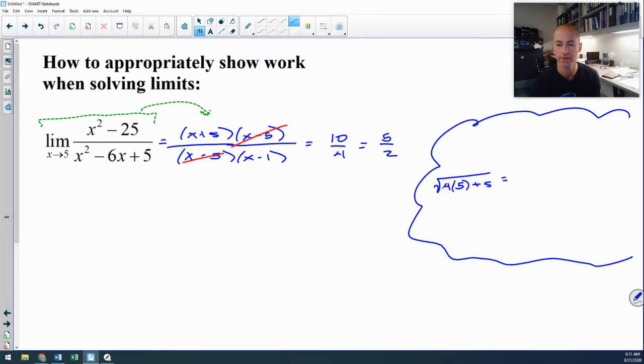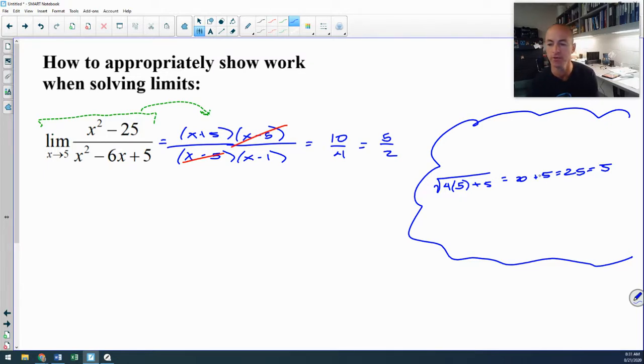Well, you could look at that and say, okay, 4 times 5 is 20 plus 5. 20 plus 5 is 25, which is true. Then you go back and look at the original problem, and we're doing the square root. The square root of 25 is 5, and there's your answer. You got the right answer. 5 is the correct answer.